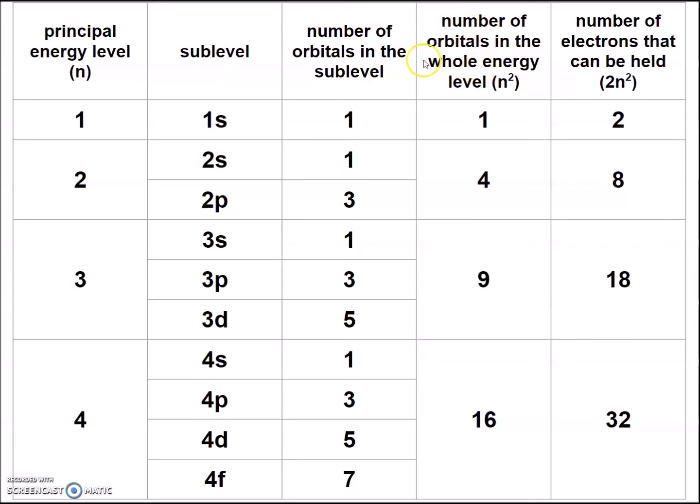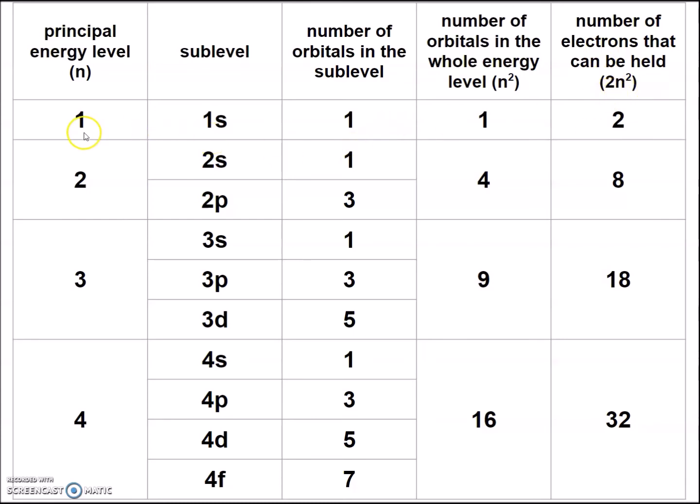Then we can list the number of orbitals in the entire energy level, which, as you'll note, is always equal to the principal energy level number squared, N squared. Principal energy level is N. The number of orbitals it can hold is N squared. And then lastly, if we know the Pauli exclusion principle, the number of electrons that can be held in that principal energy level would be 2 times N squared.